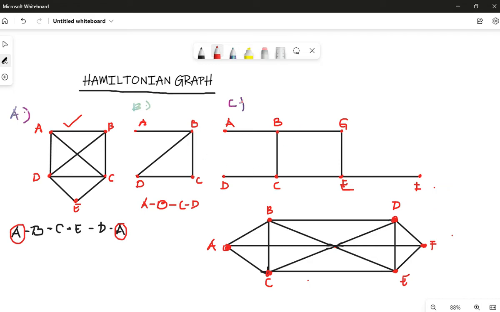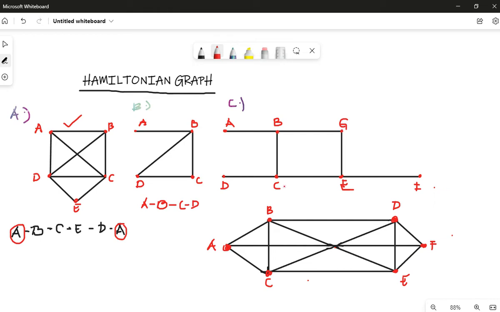Okay, now let's go to figure C. So let's look first for a Hamiltonian path. If I will start in vertex A, I go to vertex B, and then after vertex B, I have two choices. I'll go to vertex C or I'll go to vertex G.